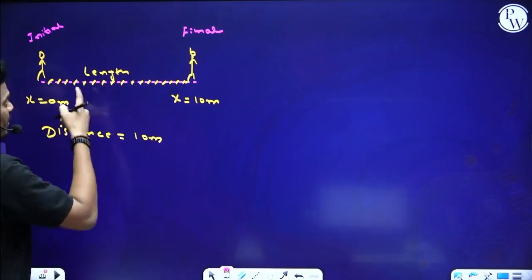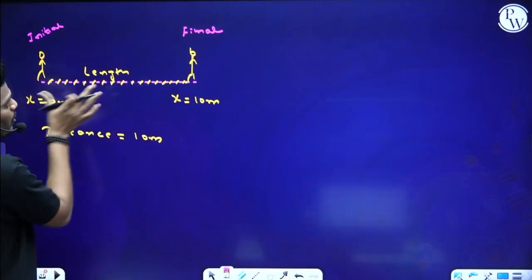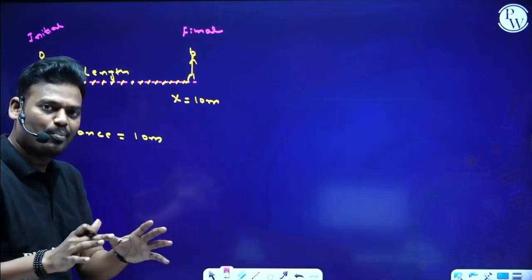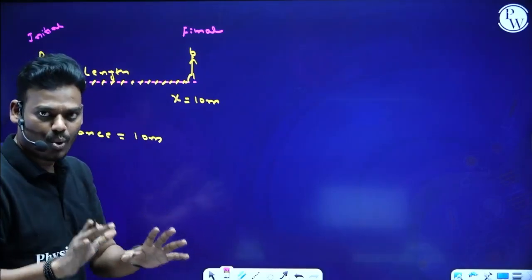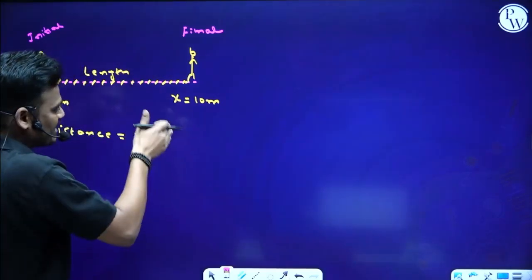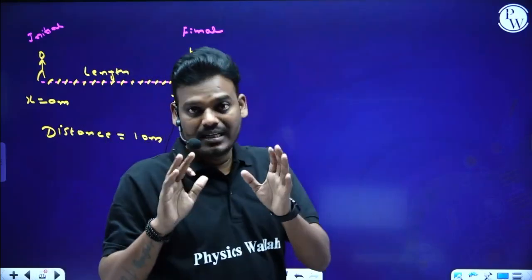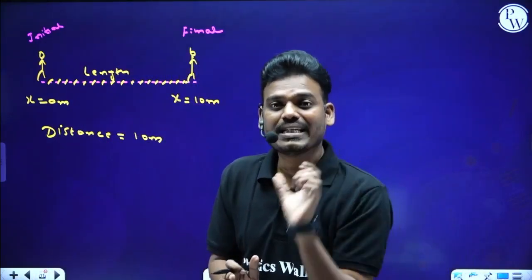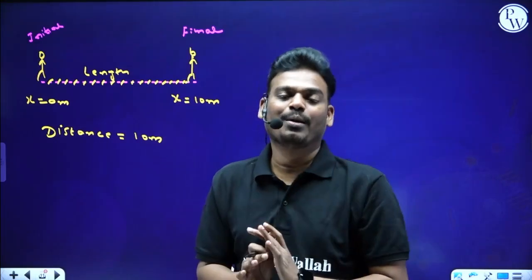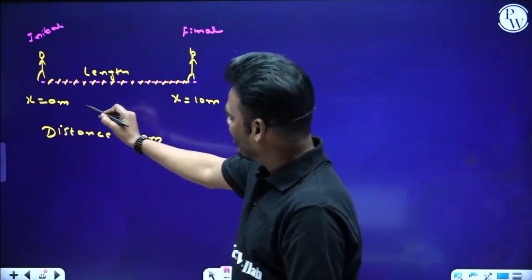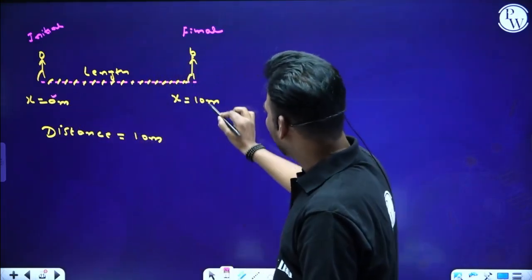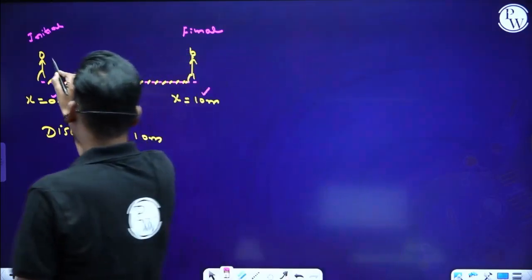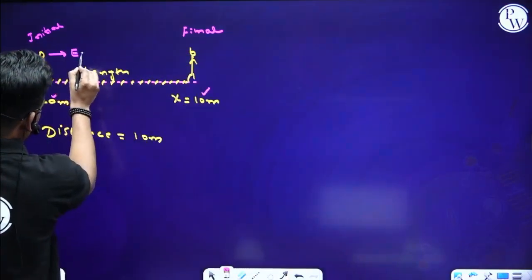So here, instead of considering the total length, what if I consider only the final position and initial position? Displacement is also a distance, but the condition here is the distance between the initial and final position. Here the initial position is 0 meter and the final position is 10 meter. And what is the direction? If I consider, this is towards east.